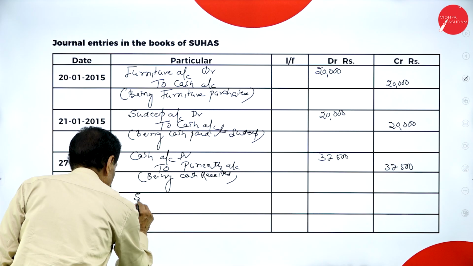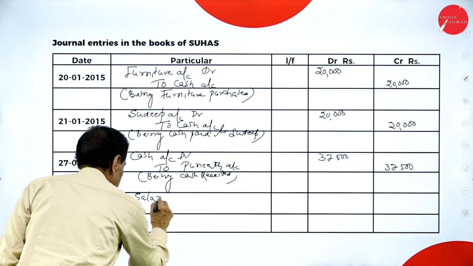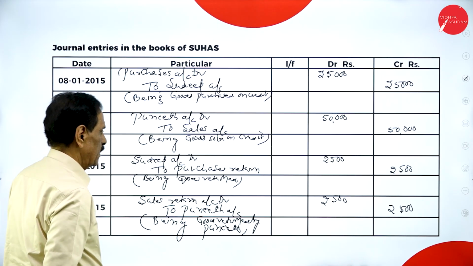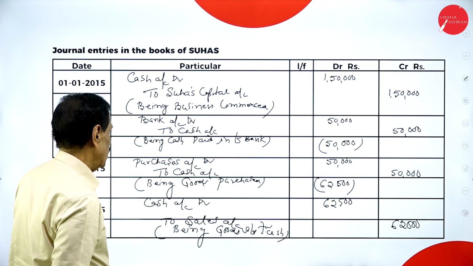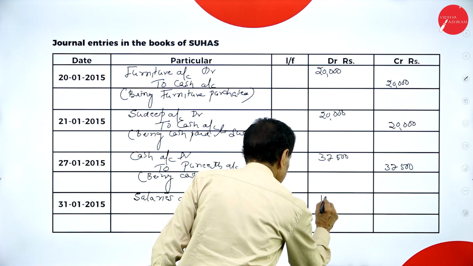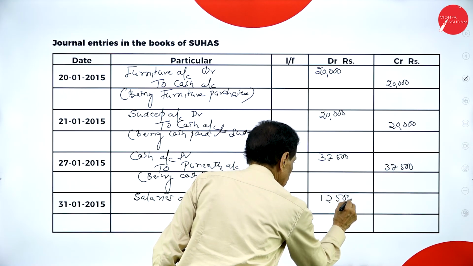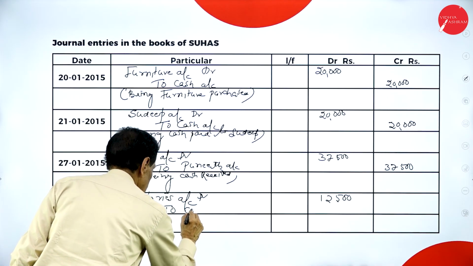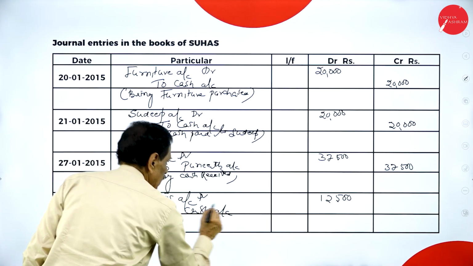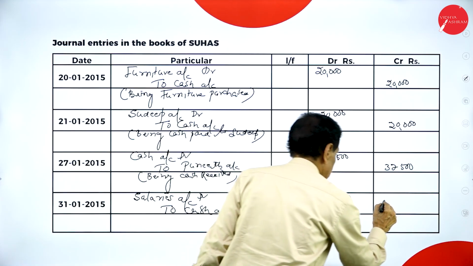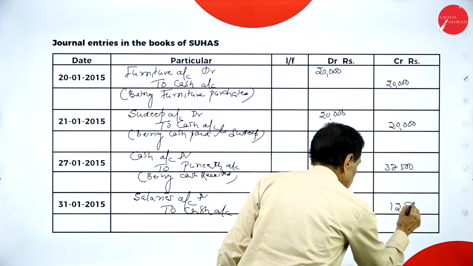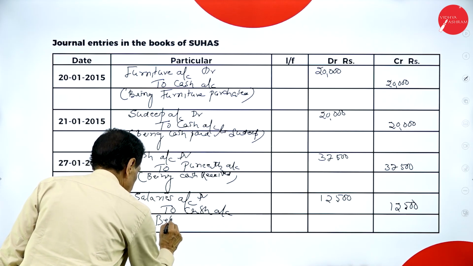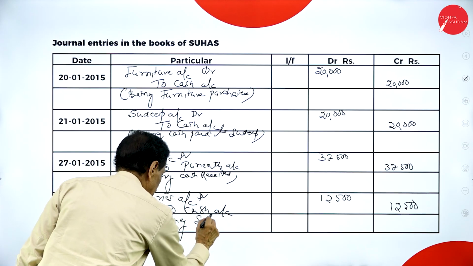Salaries account debtor. What's the amount? 12,500 to cash account, $12,500. Being salaries paid.